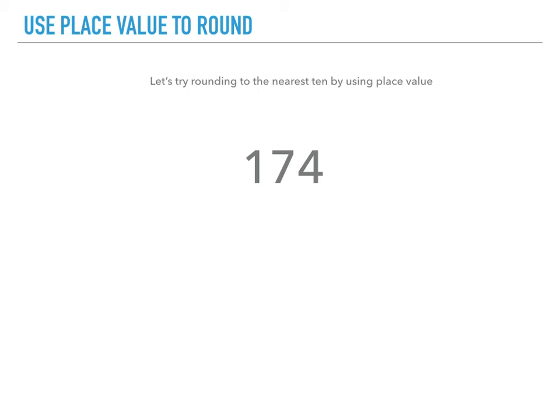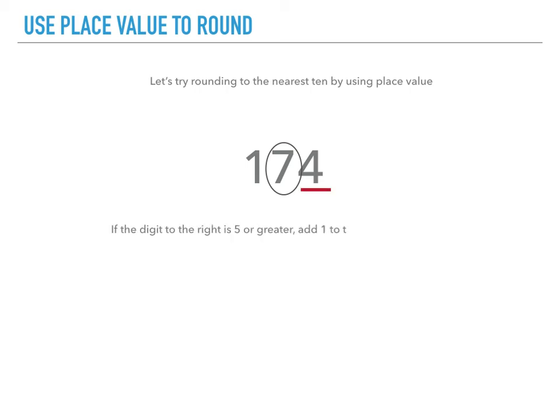We're going to now look at a different way of looking at rounding. We're going to try rounding by using place value. When we are rounding by using place value, we first have to decide what digit is in the place that we want to round to. So if we are rounding to the nearest 10, we need to find the digit that is in the tens place. In this case, it's 7.